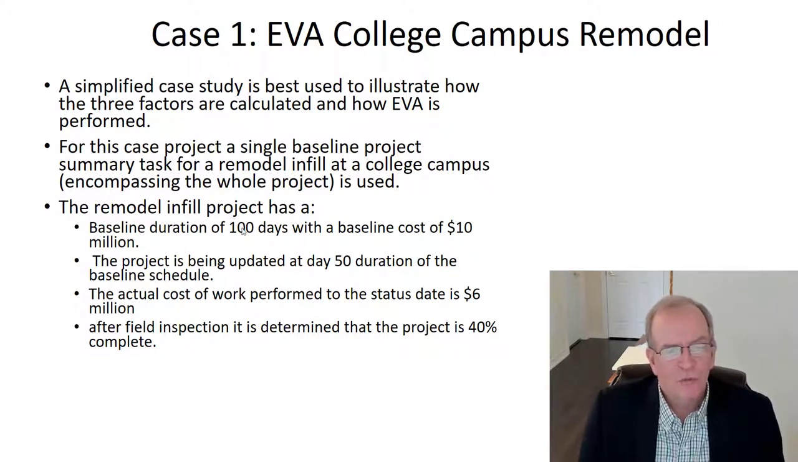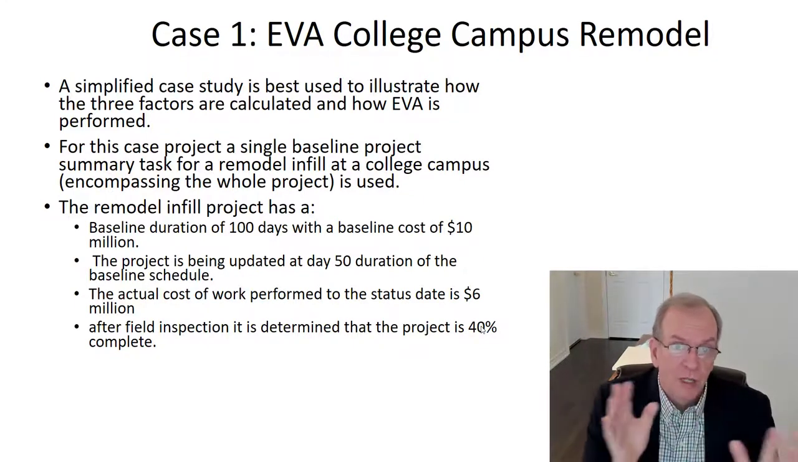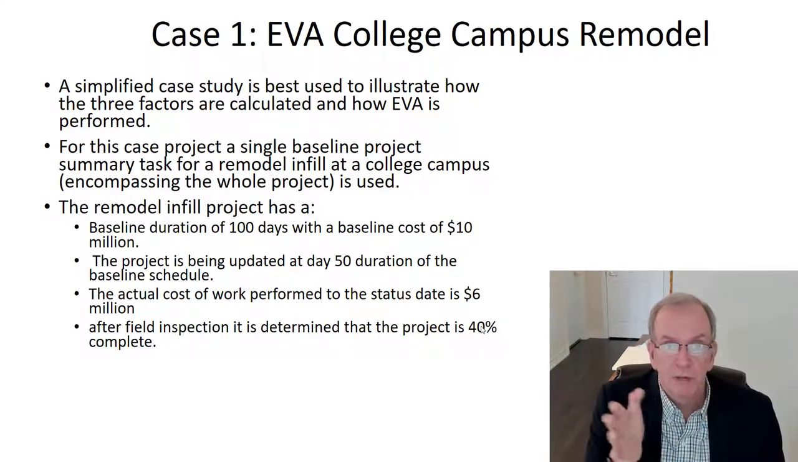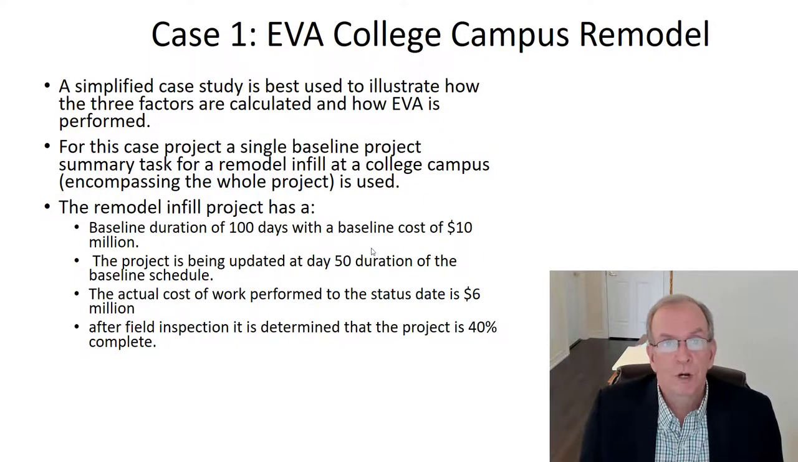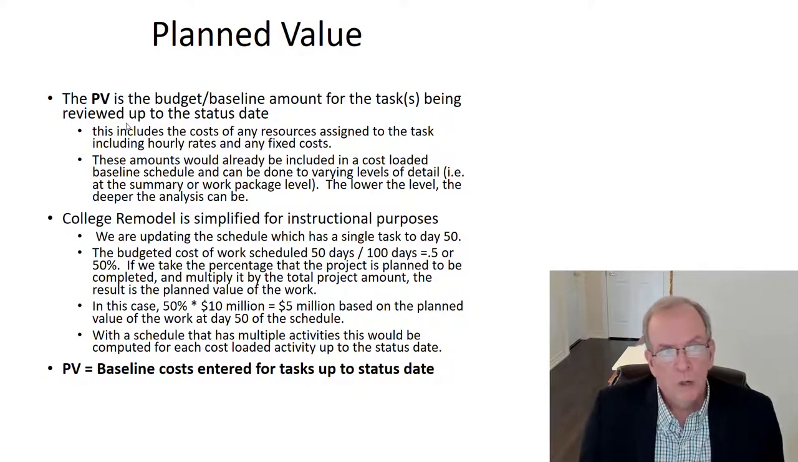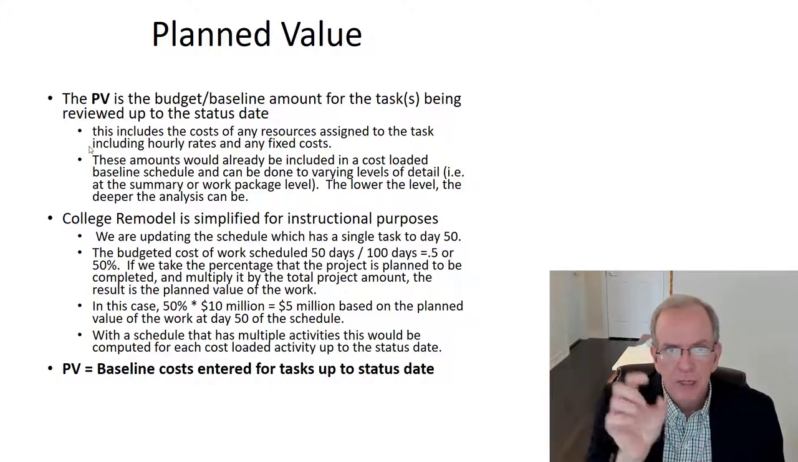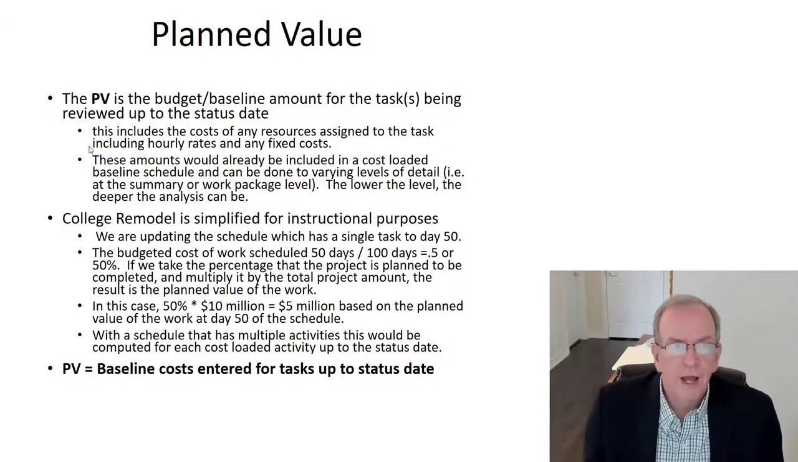The actual cost of work performed, though, at that 50-day point is $6 million, and you haven't even done 50% of the work. You've only done 40% of the work. So that's the difference, right? It doesn't mean because we've spent $6 million, we've done 60% of the work. No, I'm saying in this case, we've only actually done 40% of the work. Whereas our plan value would have said that we would have done 50% of the work. So you can see there are these dichotomies that are occurring between the different values.